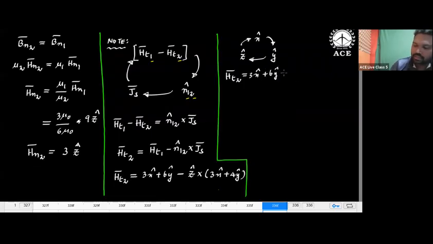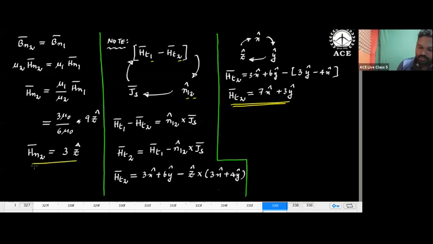What is Z cross X? Z cross X is 3y cap. Z cross Y is minus 4x cap. So here HT2 is equal to 7x cap plus 3y cap. So here it is HT2.